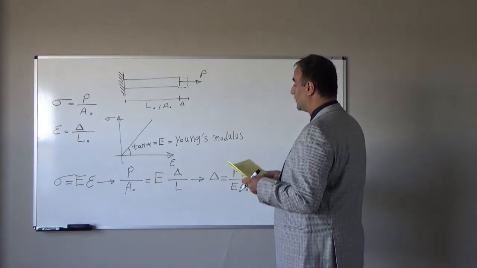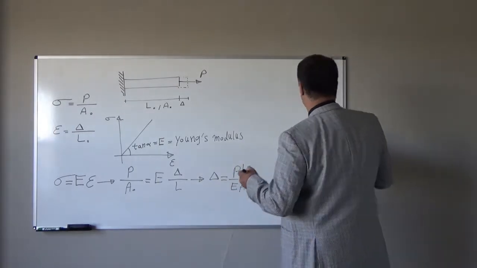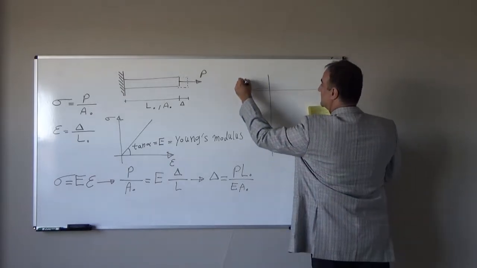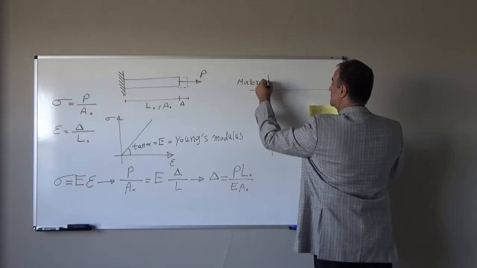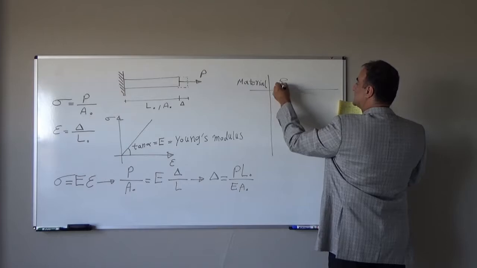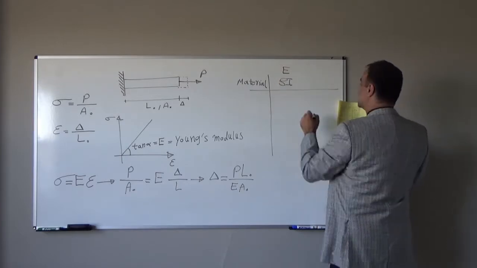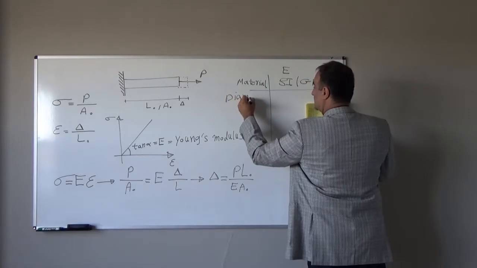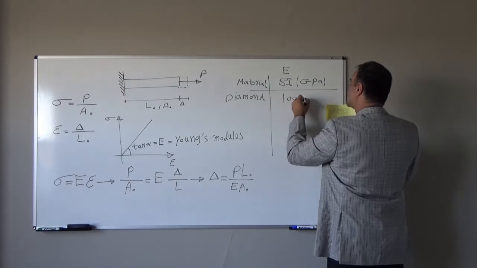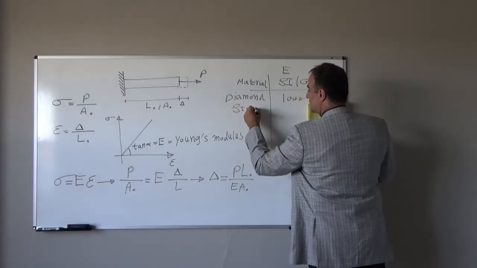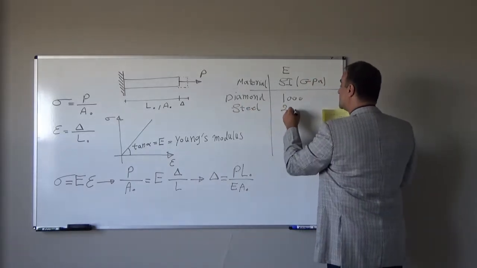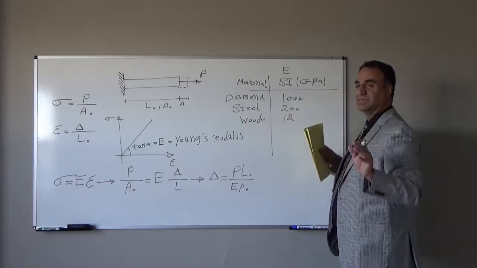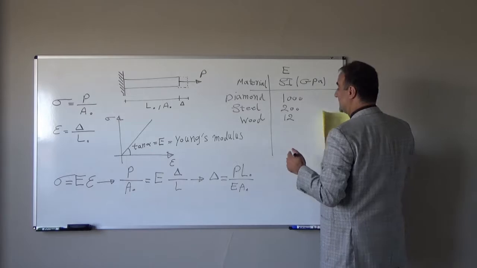I give you an example for Young's modulus for different materials, which will give you a sense. For example, if I write the material name here, and here E, Young's modulus in SI unit, in gigapascal. For example, for diamond, E is 1000 gigapascal. For steel, of course depending on the type of steel, but roughly it is 200 gigapascal. For wood, again we have different types of wood, but roughly it is 12 gigapascal.